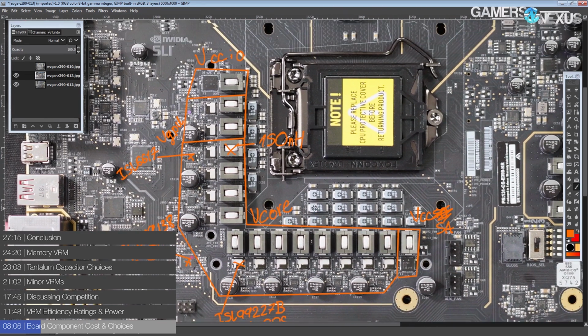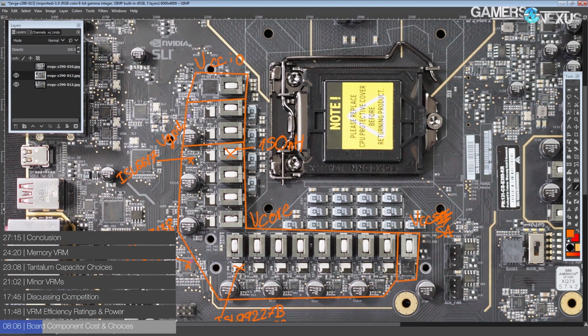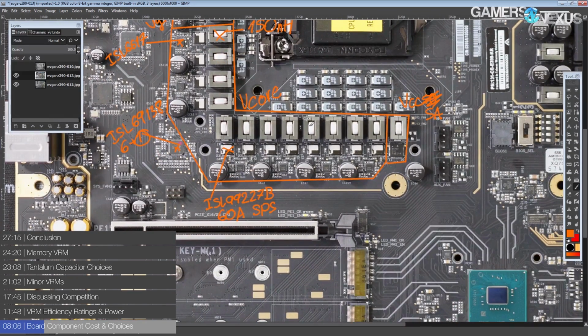EVGA has just kind of blown a good chunk of the budget on just that. But hey, the end result is that this thing gets some of the best efficiency. This is the most efficient 12-phase on Z390, and it's almost the most efficient VRM on Z390, period. It just kind of depends on what kind of load you're running.